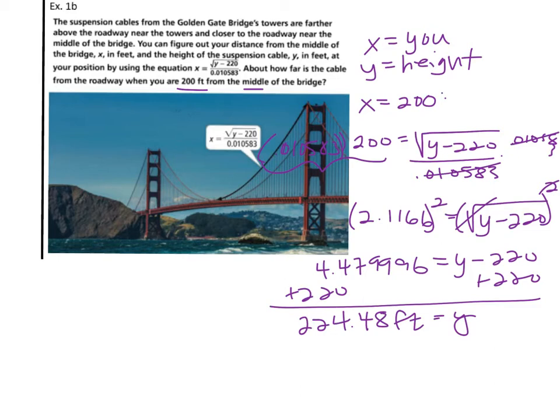So if you're 200 feet away, you're looking kind of like something about that height right there. Like maybe this is you, and that would be the height of the suspension cable. Plugging that into the square root to verify it, if you plug in positive 224, you would get a positive radical answer. So that would not be extraneous.